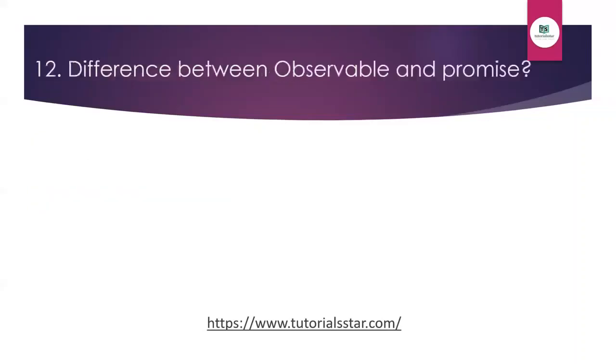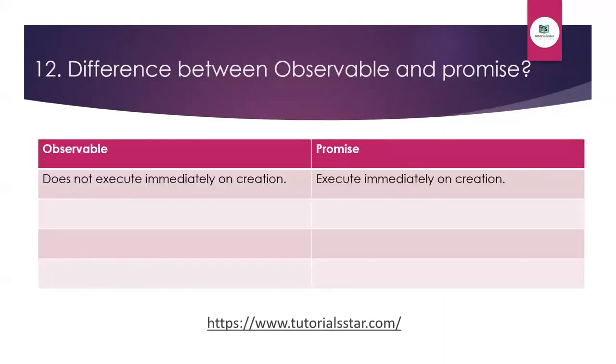The next question is, what is the difference between an observable and a promise? This is actually a very common question you need to understand. So now let's see the difference between them. The first difference is declarative. When an observable is declared, it is not called immediately when it is created, whereas a promise is executed when it is created. For an observable, until you subscribe to it, it is not executed, whereas a promise is executed immediately.